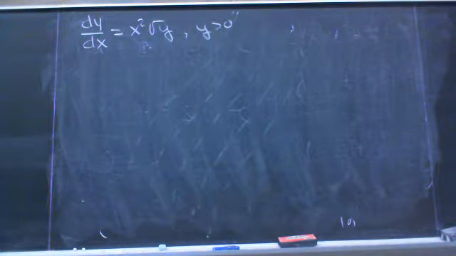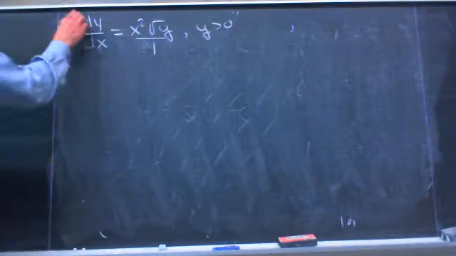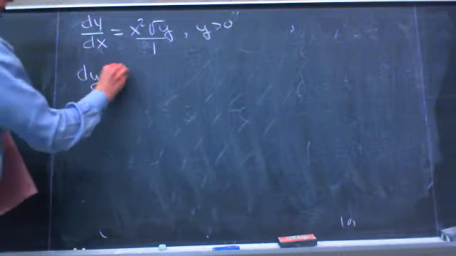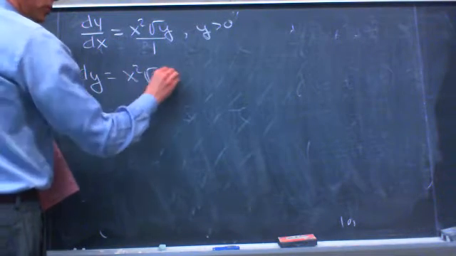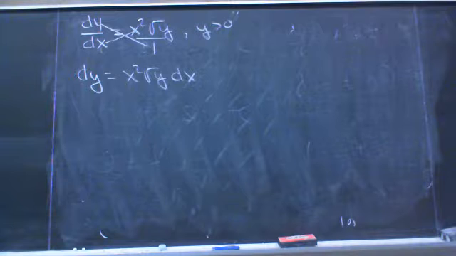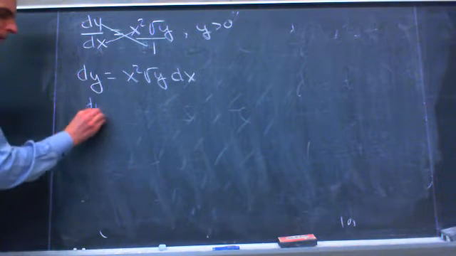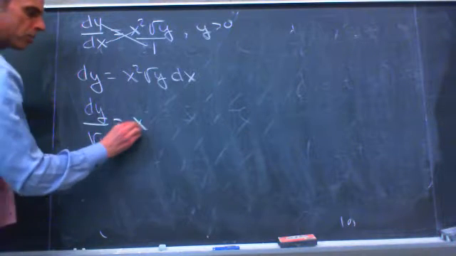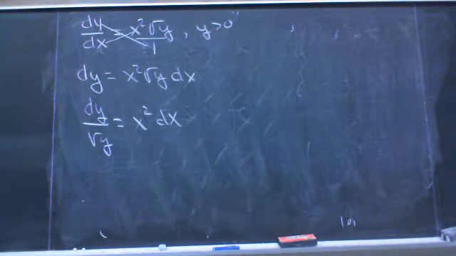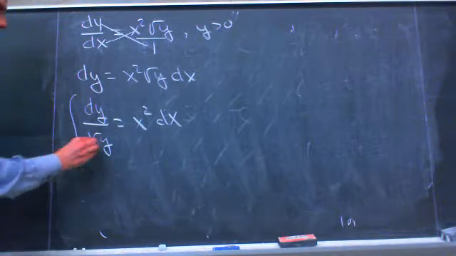So we need to separate and integrate. And what you could think of is putting this over 1 and cross multiplying to where you get dy equals x squared times the square root of y dx. So this times that and this times that. You now need the y's with the y's and the x's with the x's. So since this is all multiplied, you can divide by root y and get dy over root y equals x squared dx. Now that we have separated the y's with the y's, the x's with the x's, we can integrate.